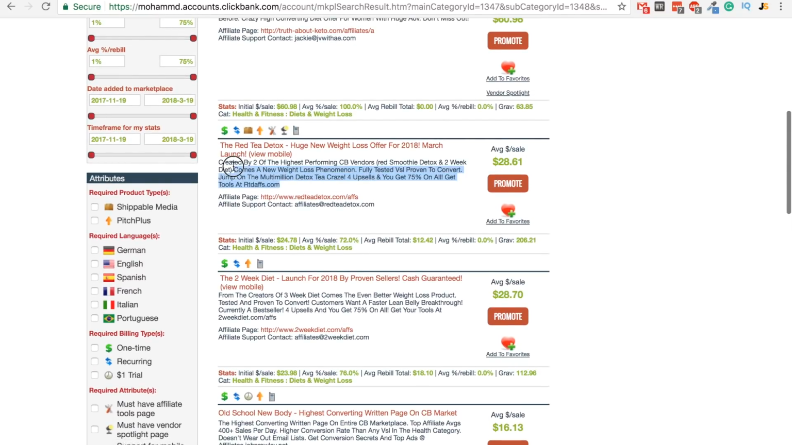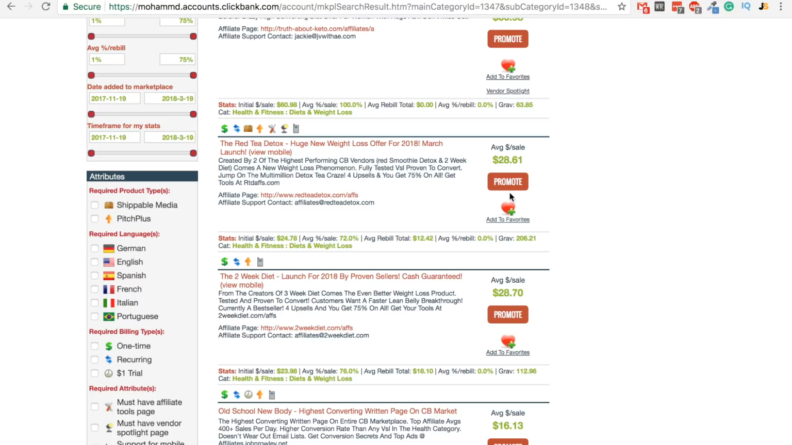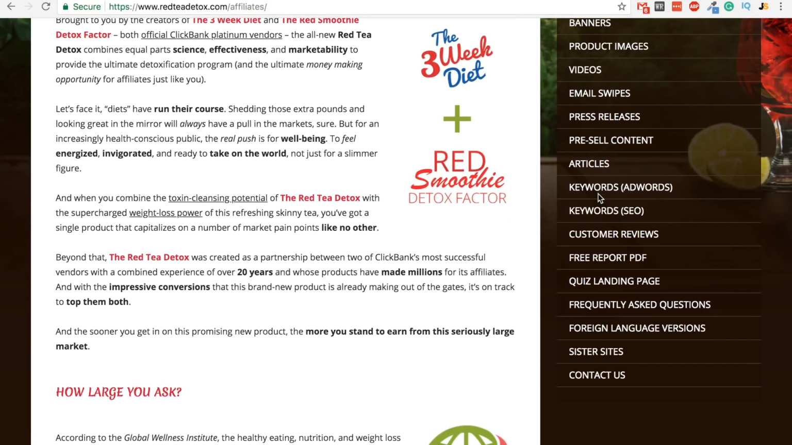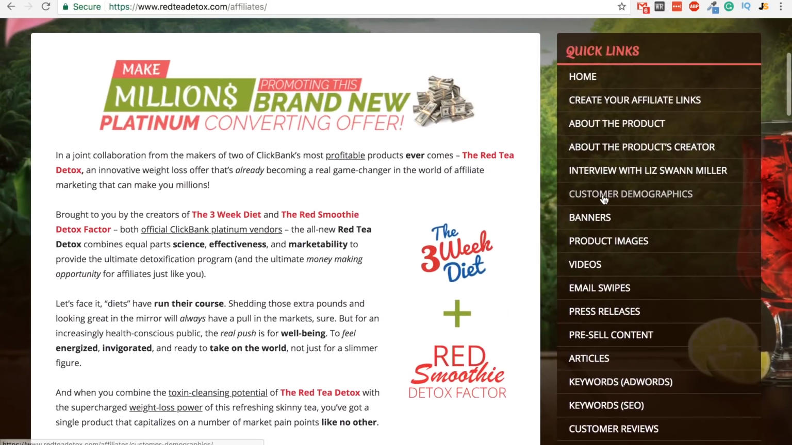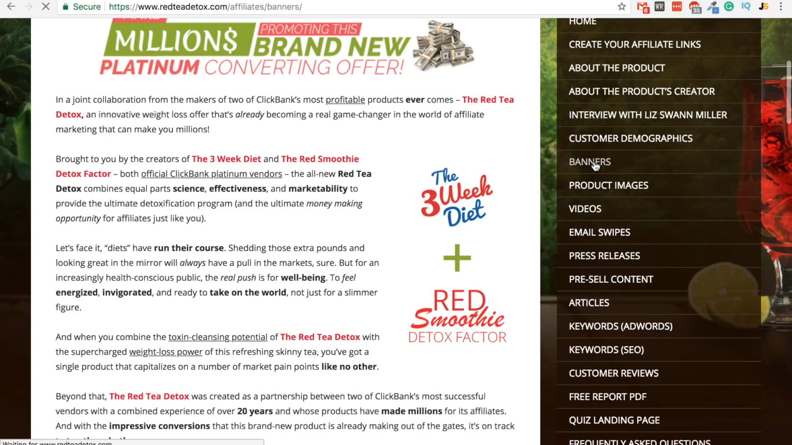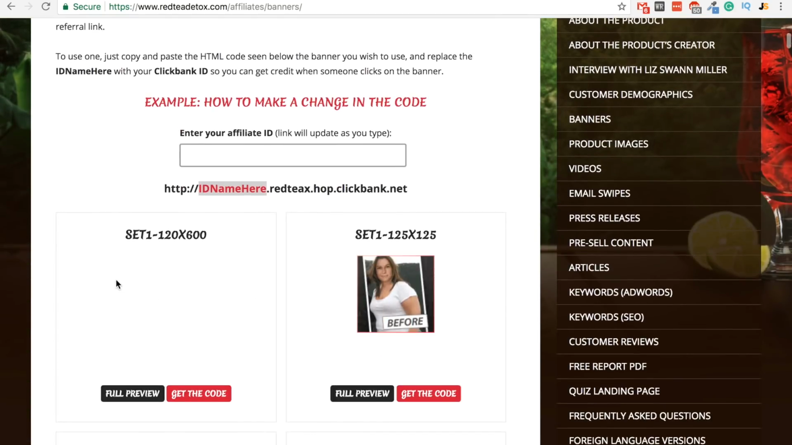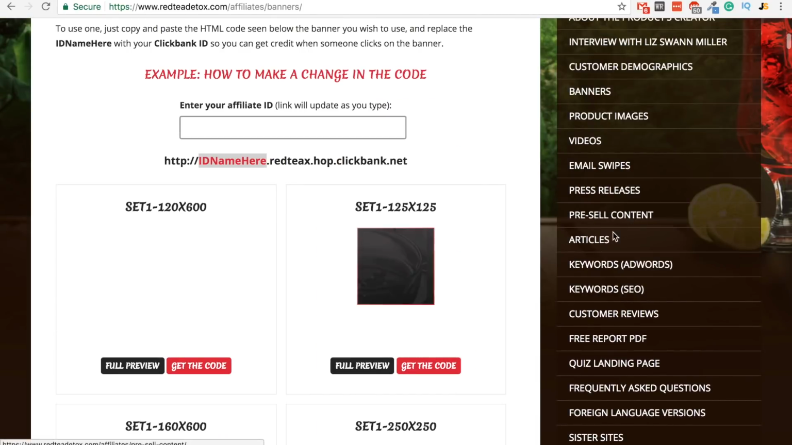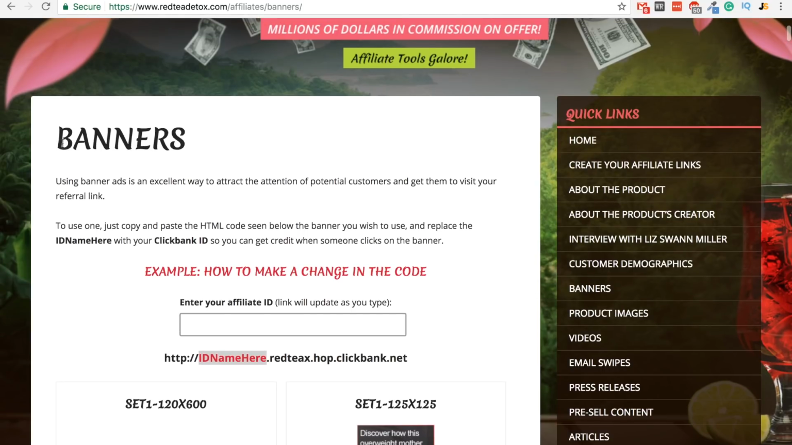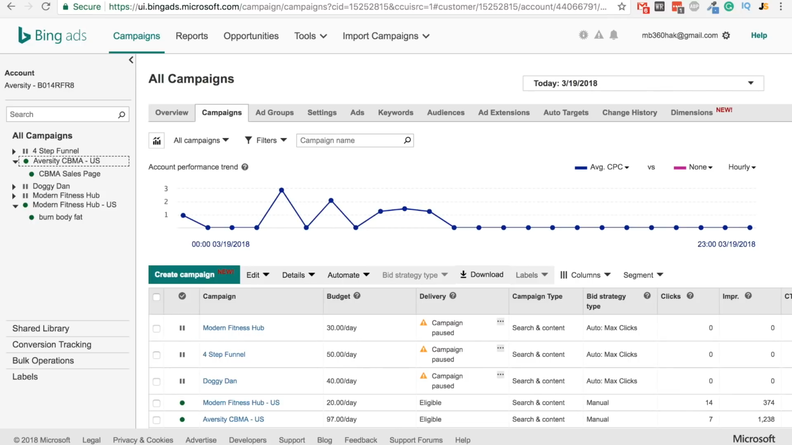Now, one of the reasons I can tell why this product has such a high gravity is that they're giving a ton of tools to affiliates, and this is really important. As an affiliate, you want to make sure you promote a product that is giving you a lot of tools, a lot of different things that you can use. Now take a look at the banners. We can use all this content inside our advertising. How awesome is that? So this is really important. These are two things: gravity, and what kind of tools they're giving you to use as an affiliate. That's very important.